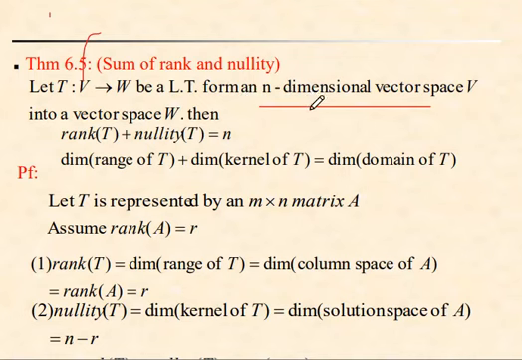Take a linear transform from V into a vector space W. Then rank of T plus nullity of T is equal to the dimension of V, the dimension of the domain of T. Nullity of T means the dimension of the kernel of T. Rank of T means the dimension of the range of T.